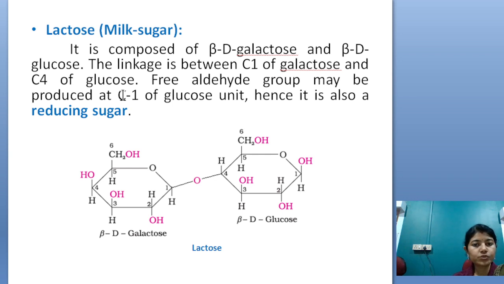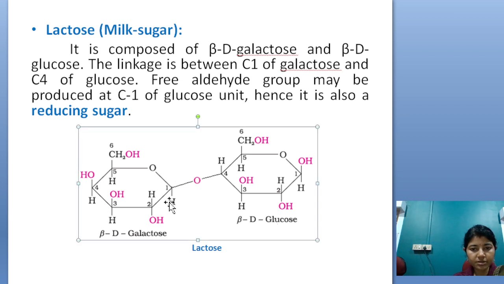Next, lactose. Lactose is a milk sugar. The glycosidic bond is formed between galactose and glucose. So here the glycosidic linkage formed is between the hemiacetal of the galactose and the hydroxyl group present at carbon 4.